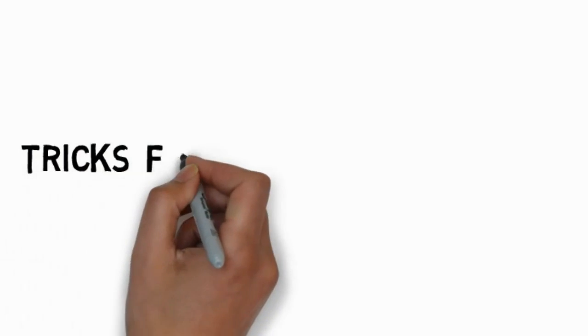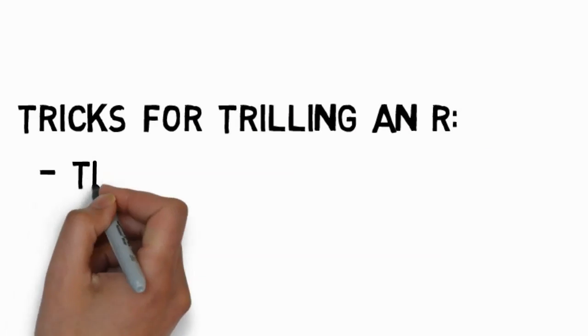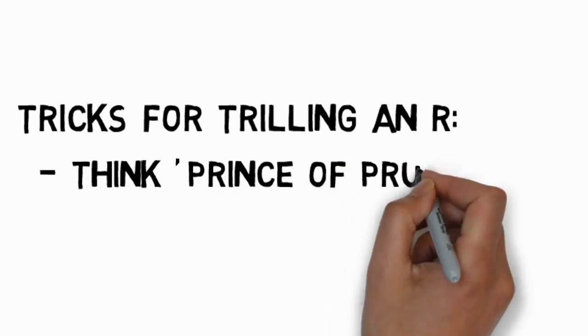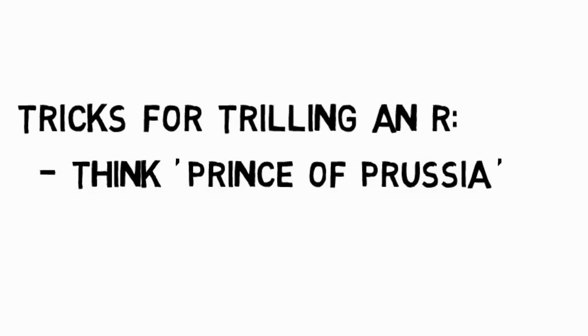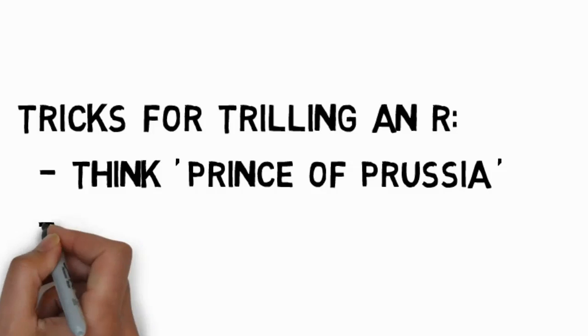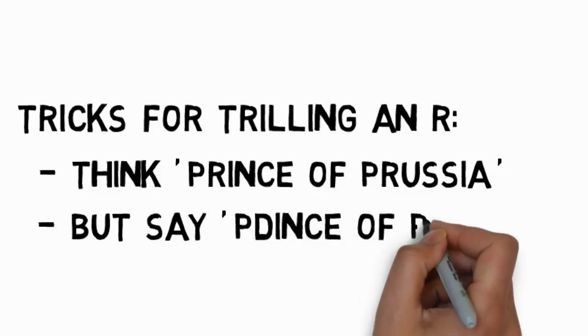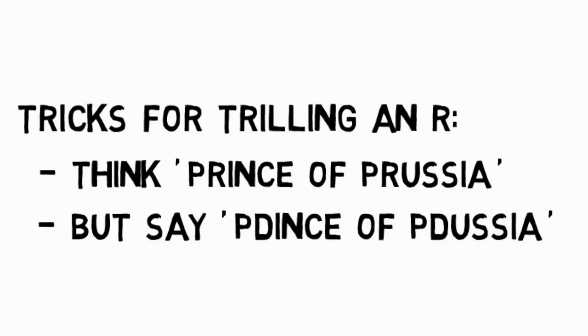There are a lot of tricks to producing this consonant, which you can find all over YouTube. The best one I've heard for producing this is to think the phrase Prince of Prussia while you are saying Prince of Prussia. You replace those R's with D's. And then you kind of play around until your tongue starts to cooperate. Prince of Prussia, Prince of Prussia. This can take weeks or months. The thing can be kind of a pain to get right.